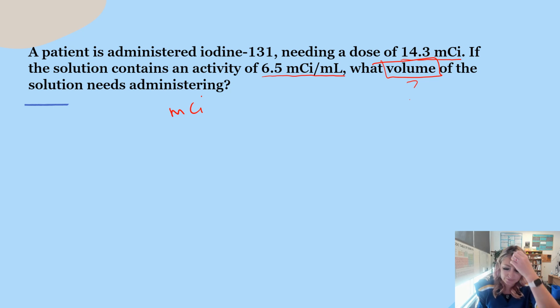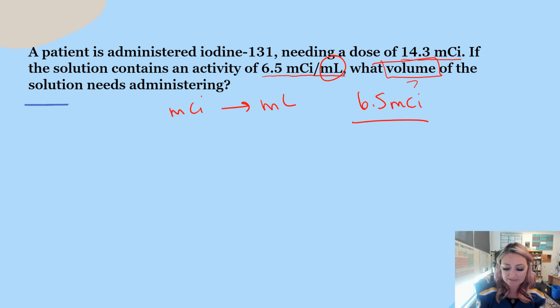Our patient needs a millicurie dose, and they want to know what volume, and they don't give us any specifics on what unit to use. So I'm just going to pull the volume out of this conversion factor. So we're going from millicuries to milliliters, and I am seeing right here that we have a millicurie per milliliter, and remember that those can be written as conversion factors. So that's the same thing as saying 6.5 millicuries per 1 milliliter, or 1 milliliter has 6.5 millicuries, and so we can flip-flop that as needed to cancel units.